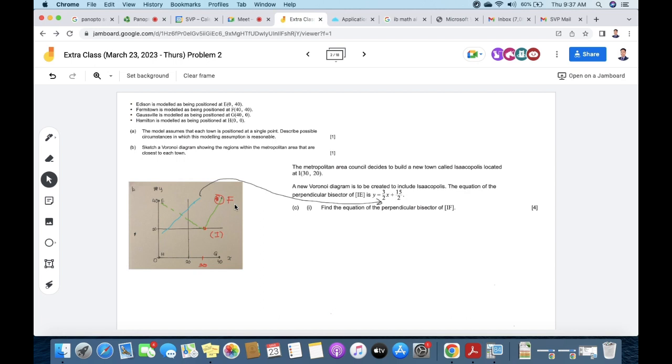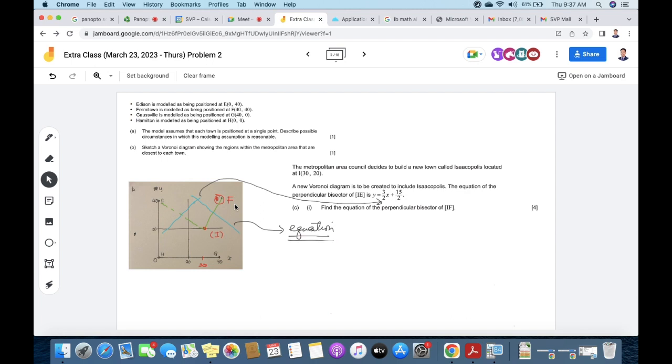So we're looking for this one, okay. In your notes, I'd like you to find the equation of this particular line, the perpendicular bisector of IF. I'd like you to work this out in your notes, and let's see which part you might need some help with. But before you do that, let's identify the things that we need to do in order to find the equation of the perpendicular bisector of IF.